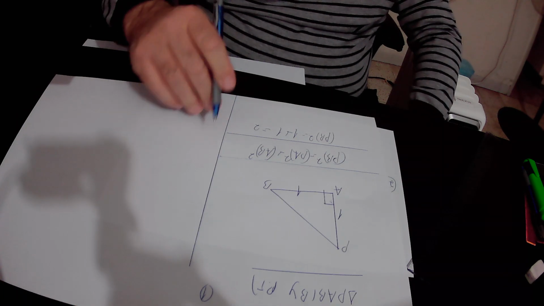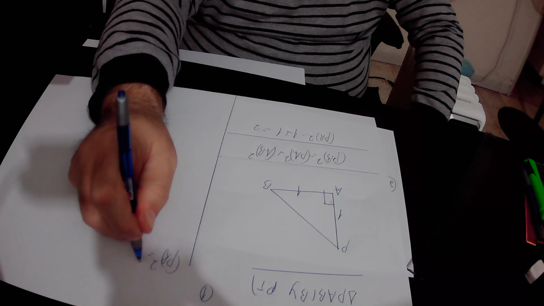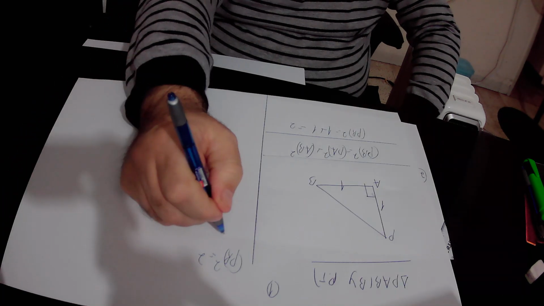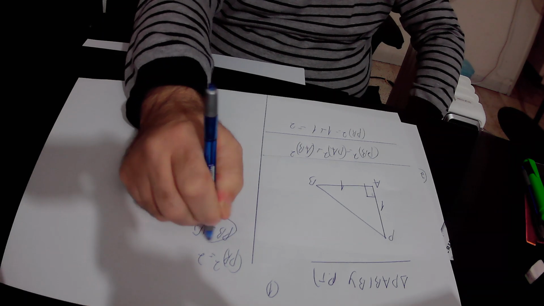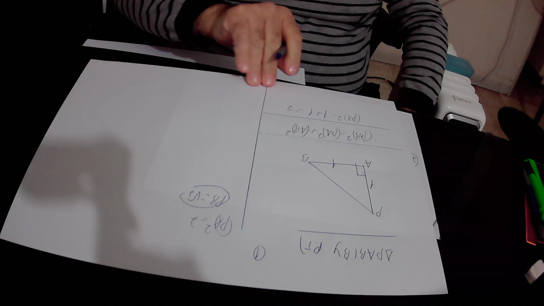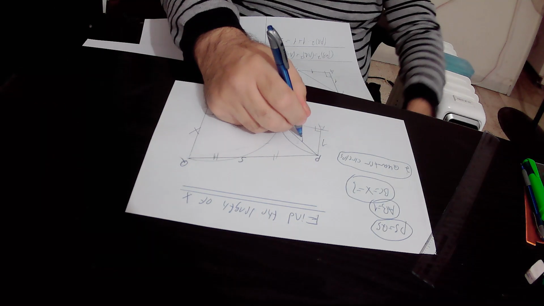So PB square equals 2. We'll take a root out of this equation, and finally we get that PB equals the square root of 2. So here, the hypotenuse PB of the right triangle PAB equals the square root of 2 units in its length.